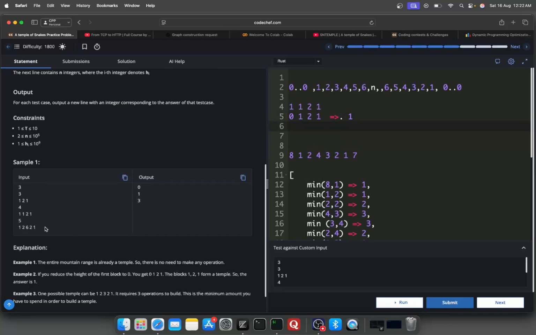Okay, the next input is 2 6 2 1. After decreasing the third element by 3, this array looks like 1 2 3 2 1, which is the desired output. And how many times did we decrease this third element? 3, so that's why the answer is 3.